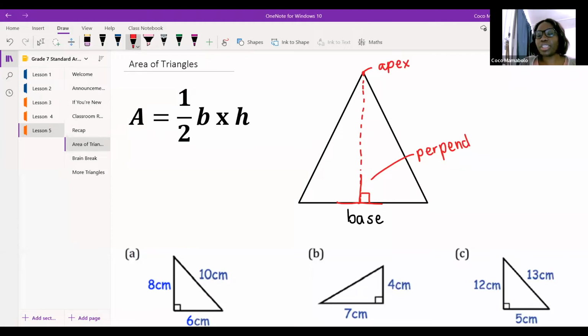Hopefully, I'm actually going to steal spelling from you guys because for the life of me, I can't spell perpendicular today. Perpendicular. Thank you, Caroline. I was looking at your spelling of perpendicular.